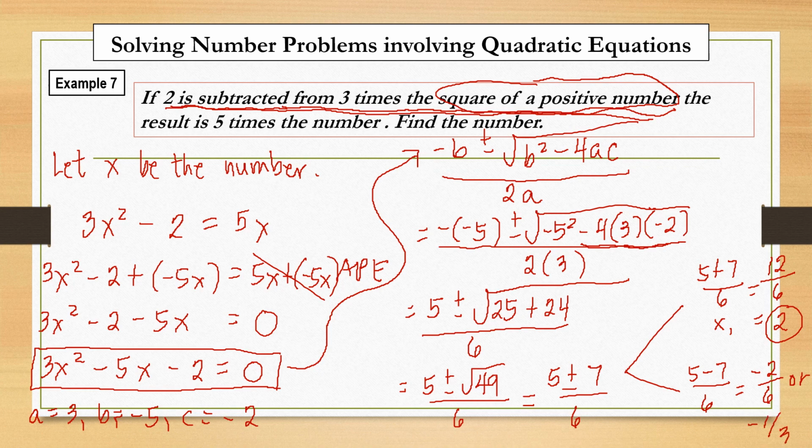It says in the problem that we are looking for a positive number. Since x sub 2 is a negative number, negative 1/3, we will disregard this answer. Therefore, the number that is unknown in the problem is positive 2. Our final answer is positive 2.